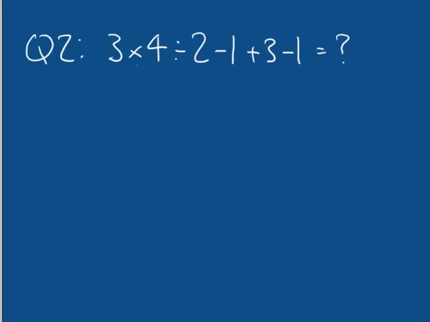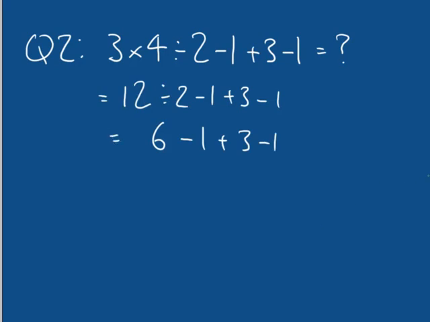So working from left to right, we first encounter 3 times 4, so that gives us 12. So 12 divided by 2 minus 1 plus 3 minus 1. We then hit our divided by 2, so 12 divided by 2 is 6, minus 1 plus 3 minus 1. So that's our multiplications and divisions.